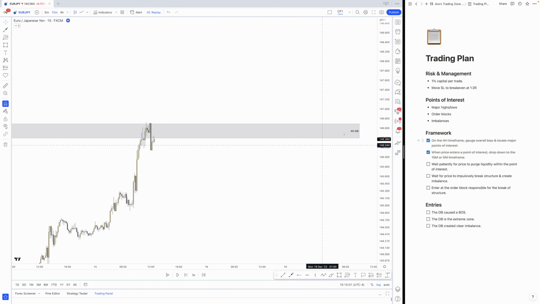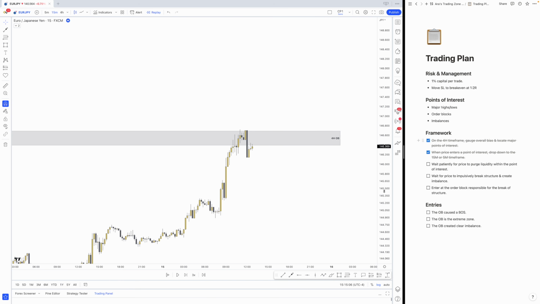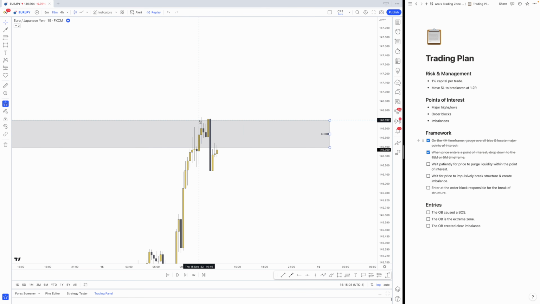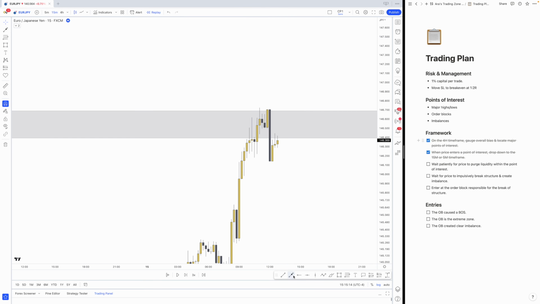Let me clean this up a little bit. I'll pull the order block zone back and we'll really zoom in on what's happening here. So even though price violated the order block to the upside, we saw this immediate push back to the downside, and it actually created an immediate change of character too.